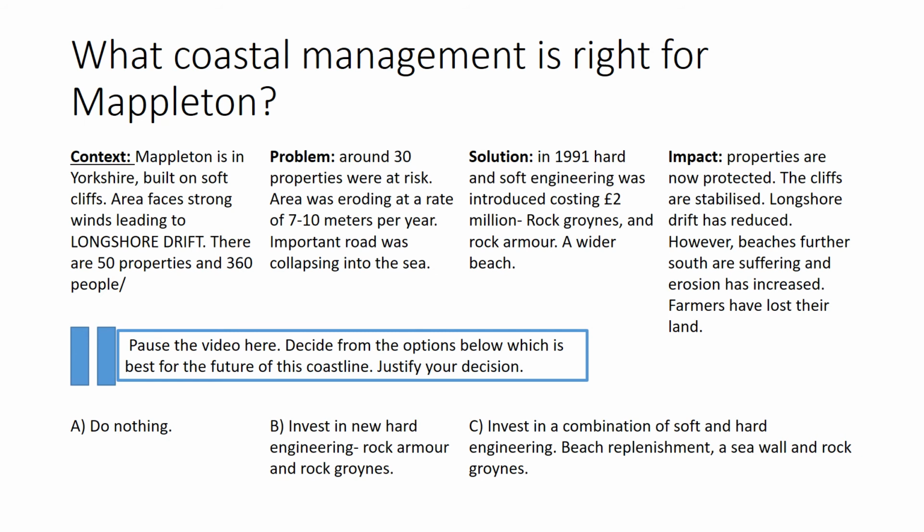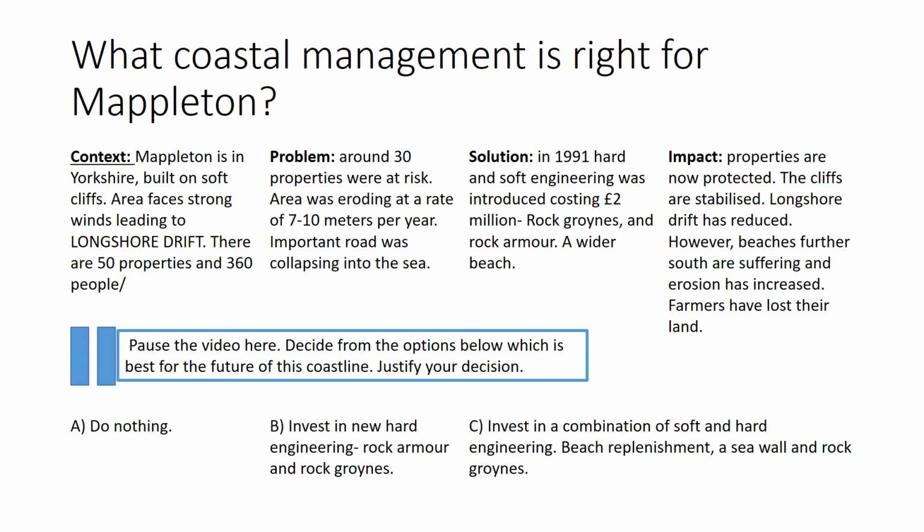So pause the video here. Decide from the 3 options below which is best for the future of this coastline. A, do nothing. Leave Mappleton as it is. Do not spend any more money on the coastal defences and allow nature to take its course.